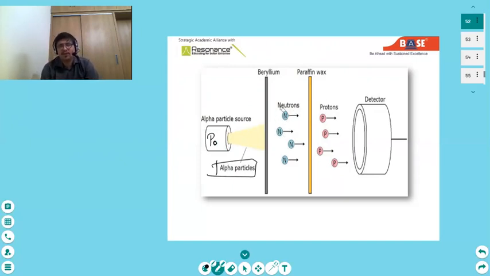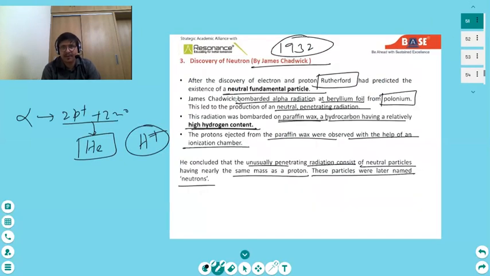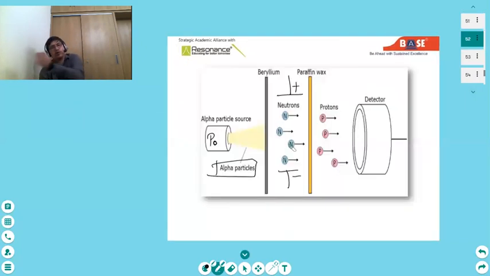Now for neutrons, if you keep an electrical plate here, positive and negative, there was no deflection. So that is the meaning of neutral fundamental particle and neutral penetrating radiation. It is neutral, and penetrating means it is going inside the paraffin and hitting.